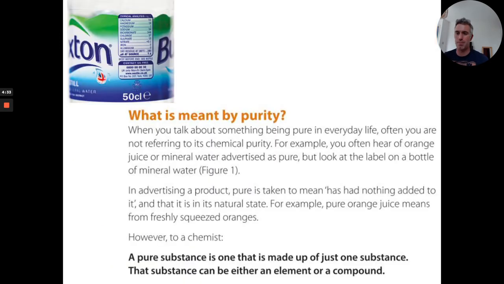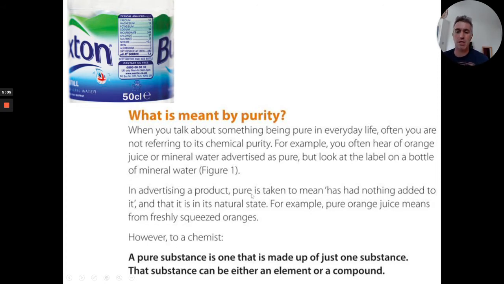Okay, next bit. Purity. What is meant by purity? When you talk about something being pure in everyday life, you're often not referring to its chemical purity. For example, you often hear orange juice or mineral water advertised as pure. But look at the label on the bottle of mineral water. Figure 1. Here it is. Here we have calcium, magnesium, potassium, sodium, bicarbonate, chloride, sulfate, nitrate, iron, aluminium, dry residue, pH. All of these are different ingredients in your water.